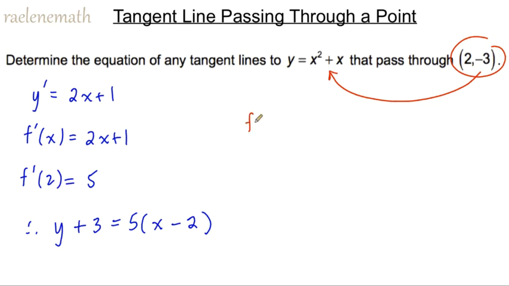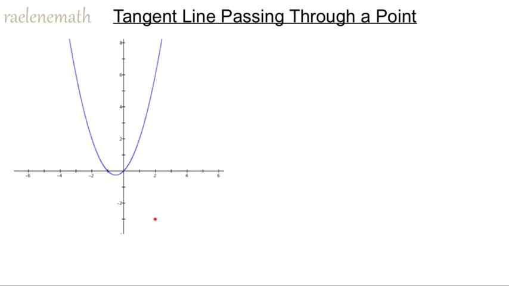So if we were to substitute 2 in for the x-coordinate, we would get 2 squared plus 2, which is 4 plus 2, which is 6, which is not equal to negative 3. So it turns out that the point that we're given doesn't lie on the graph. So now that I know that the curve doesn't pass through the point, I have to rethink my strategy. I really want to come up with the equation of a tangent line: y minus k is equal to m times x minus h.